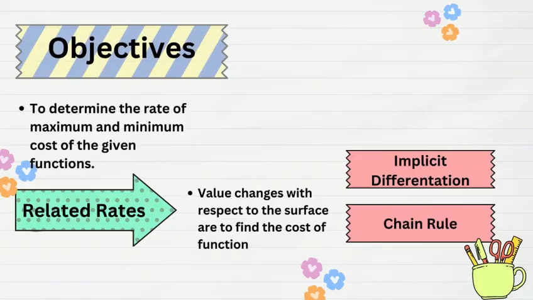What is the related rates objective? The objective is to determine the rate of maximum and minimum cost of the given function. The value changes with respect to the surface area to find the cost function. The related rates applied in this method are implicit differentiation and chain rule differentiation. Now, let's take a look at a situation related to the application of differentiation.